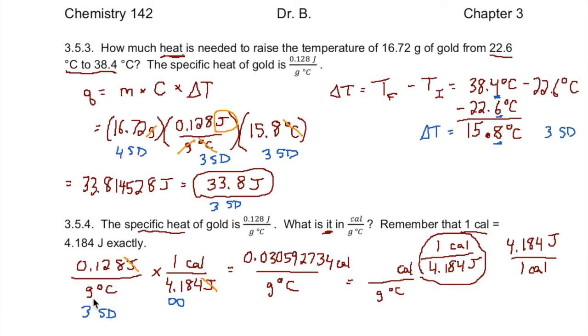All right, starting with this specific heat that has 3 significant digits and converting it using a conversion factor with infinite significant digits, an exact conversion factor. My calculator gives me a lot of digits. I should round that to 3 significant digits. These leading zeros are not significant. Don't count those when you're counting. First, second, third. There's your 3 significant digits, and it should be 0.0306 calories per gram degree Celsius.